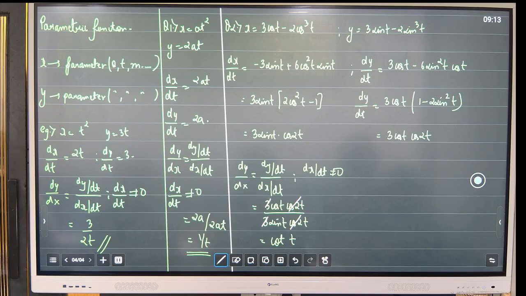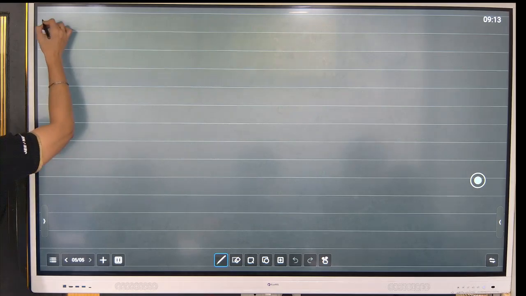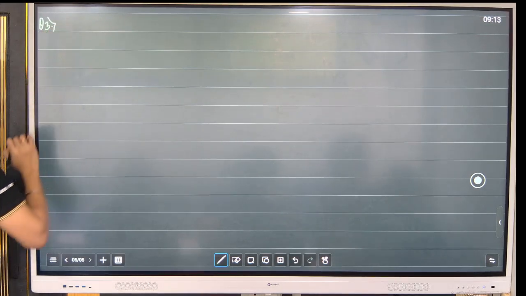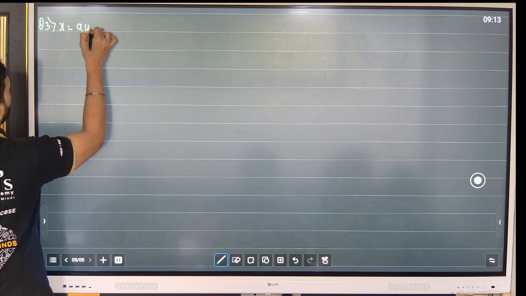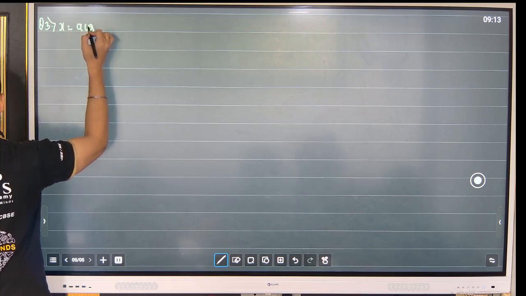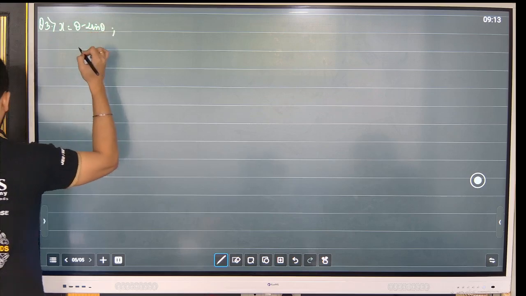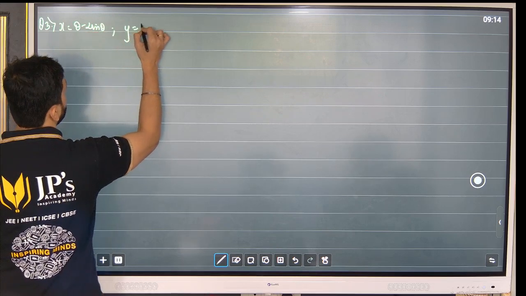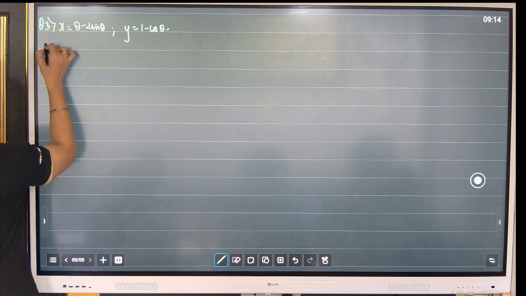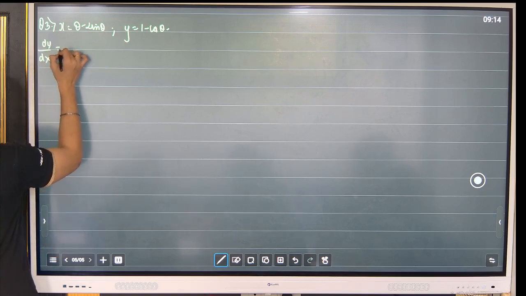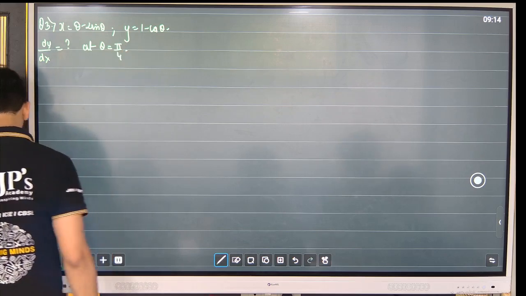Now there are some sums where they will tell you what your substitution will be, when x is equal to a certain value. मतलब, imagine the question is this: x is equal to theta minus sin theta, y is equal to 1 minus cos theta. ठीक है? Find dy by dx at theta is equal to pi by 2.